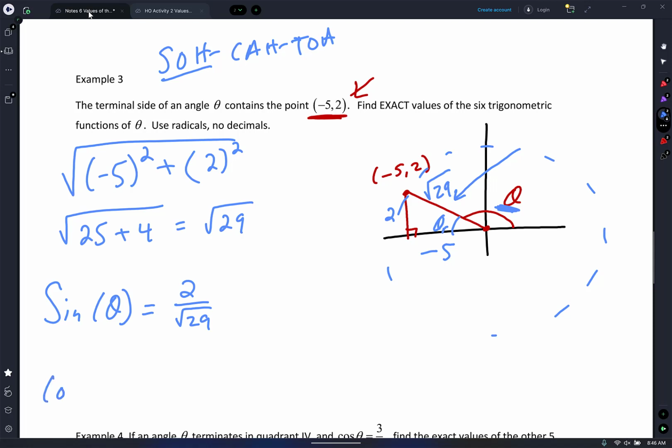I go to cosine. Cosine of that angle. Cosine is adjacent over hypotenuse. I go to my reference to help me out. What's adjacent? -5 over square root of 29. Perfect. I'm going to leave it like that. I'm not going to rationalize it.